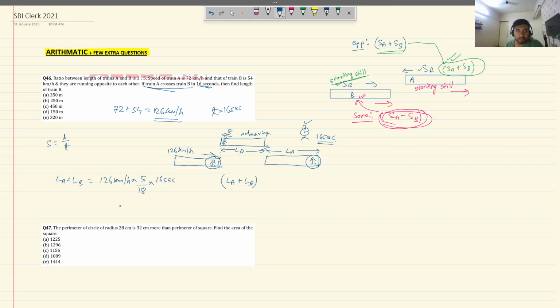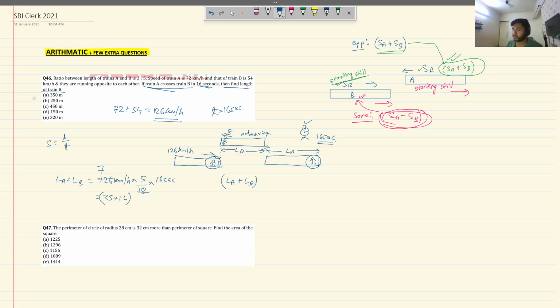So if I simplify, 18 sevens is 126. So LA plus LB is 7 into 5, 35, into 16. I'm not calculating this multiplication to save time because I don't need to. You will see now why I don't need to. What we need to find is the length of train B. What is the ratio of LA and LB?